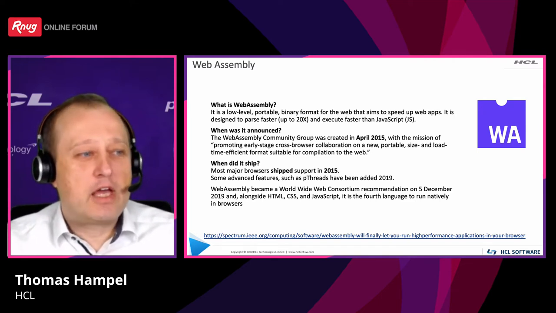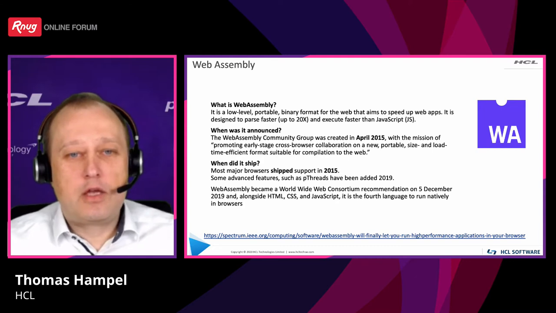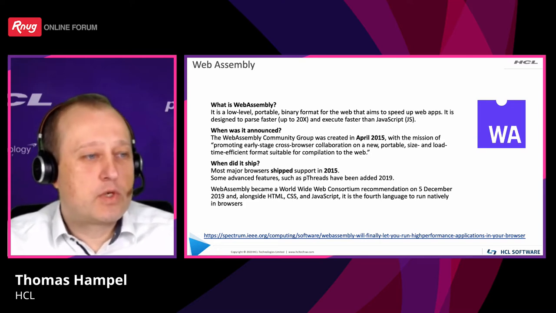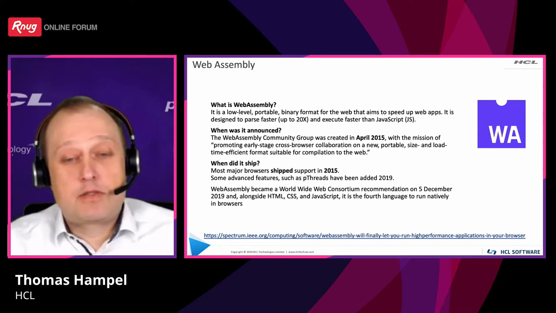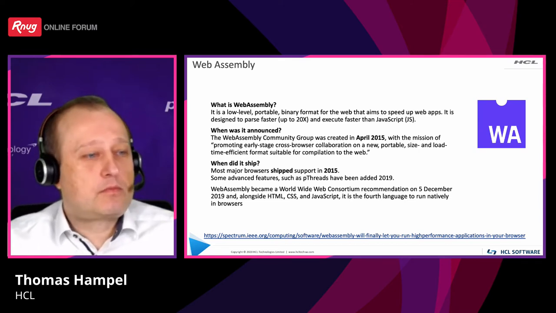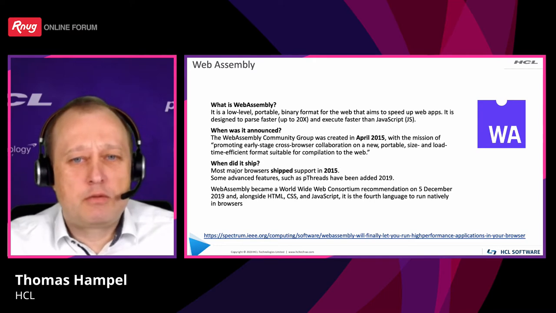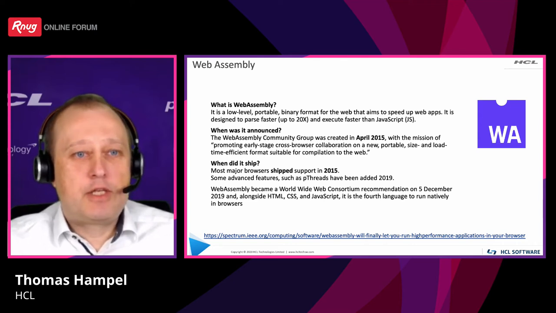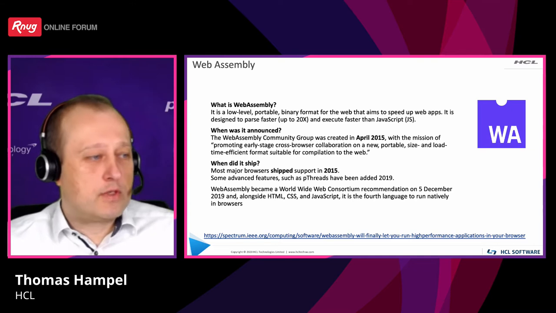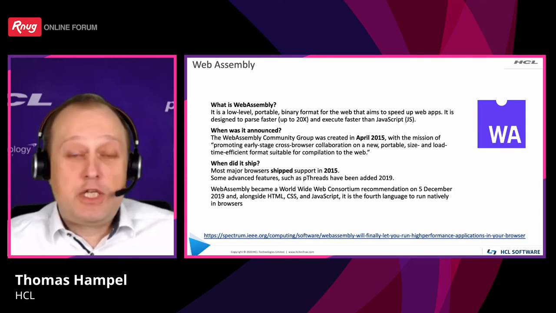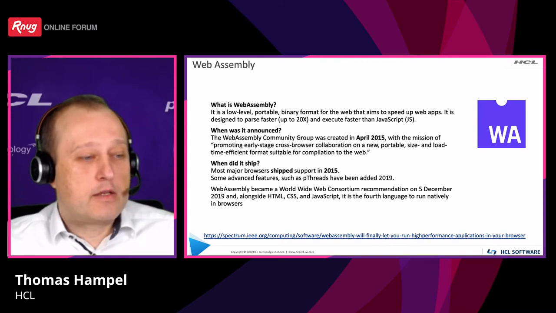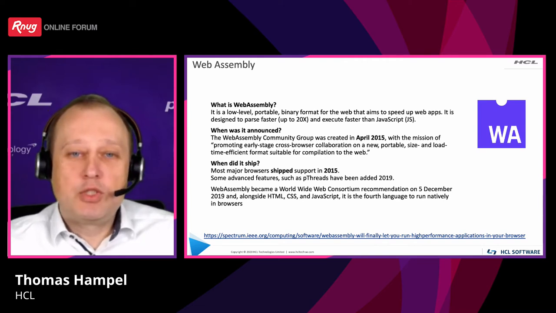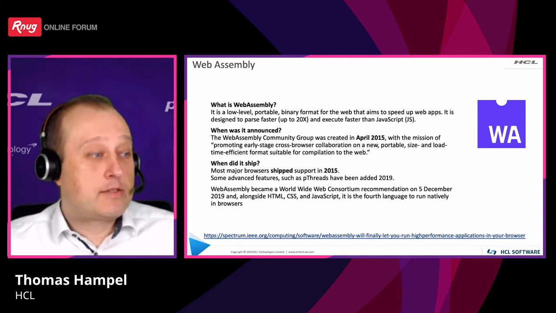It's much like what Java has promised but never delivered, meaning Java also wanted to be the universal language that runs on every browser, runs on every platform. But you all know that wasn't that easy. WebAssembly is different because it's assembler in the browser. It's rather new. It was introduced in April 2015 and leverages the capabilities to really run your code across all browsers. It recently was declared a standard by the World Wide Web Consortium, the W3C, last year in December.